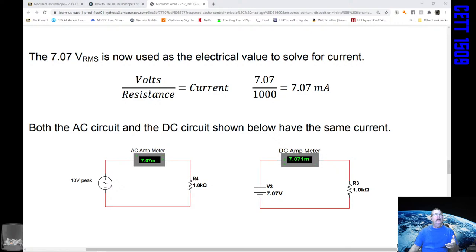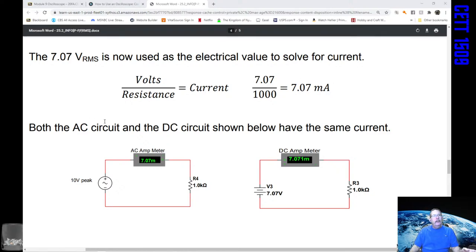So it's just standard Ohm's law, right? Volts divided by resistance is equal to current. So 7.07 volts divided by 1,000 ohms is 7.07 milliamps. I mean, it's as simple as what you've been doing half the time that you've been working with circuits, right? So both the AC circuit and DC circuit below have the same current. So this one's got 10 volts of AC and this one's got 7.07, but the actual current flowing through here is the same.